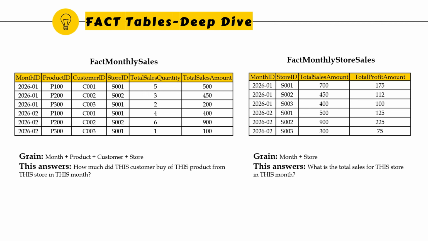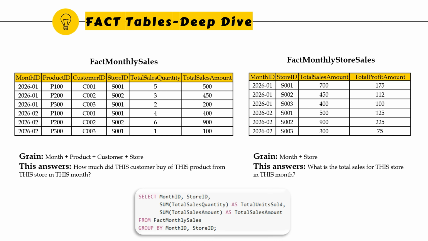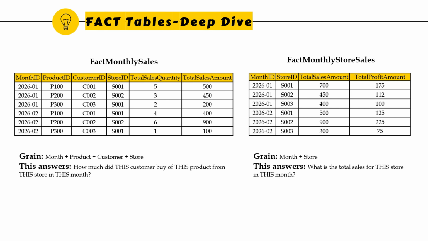Alternatively, if you just need a quick summary without creating a new table, you can run a group by query on the fact monthly sales table using month ID and store ID as group by keys to calculate aggregated measures on the fly. However, keep in mind that this type of aggregation does not work for all measures. This is exactly where the different types of facts come into play, which we will discuss shortly.